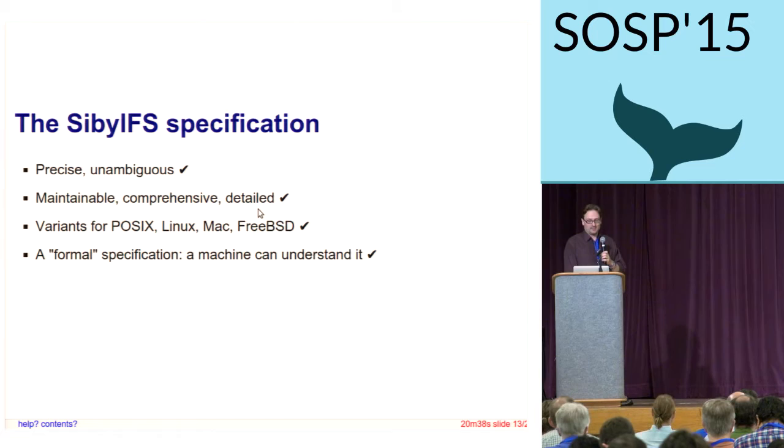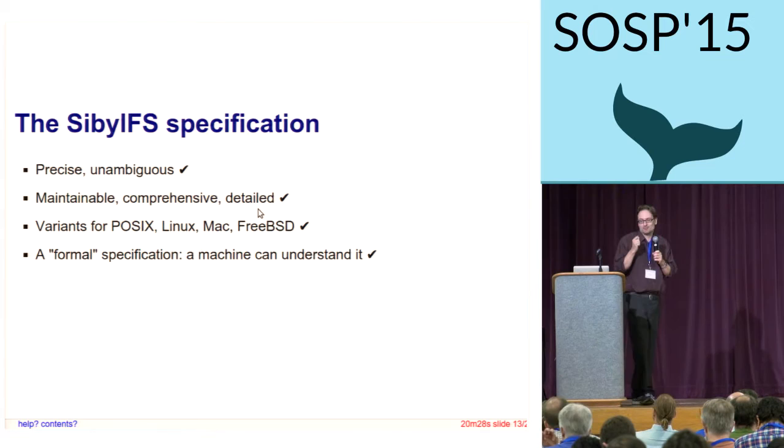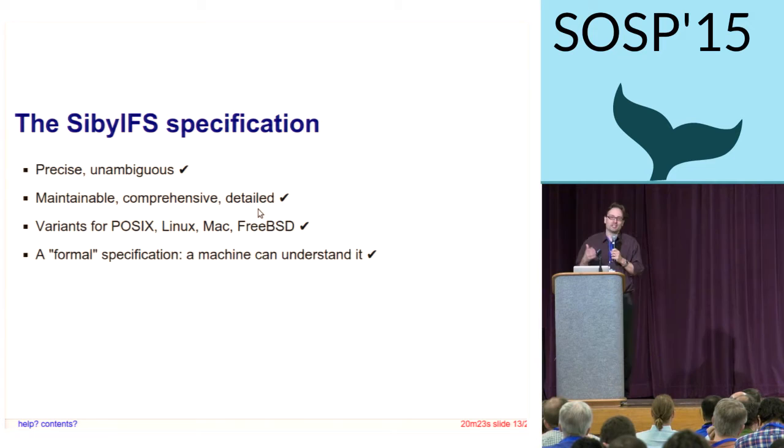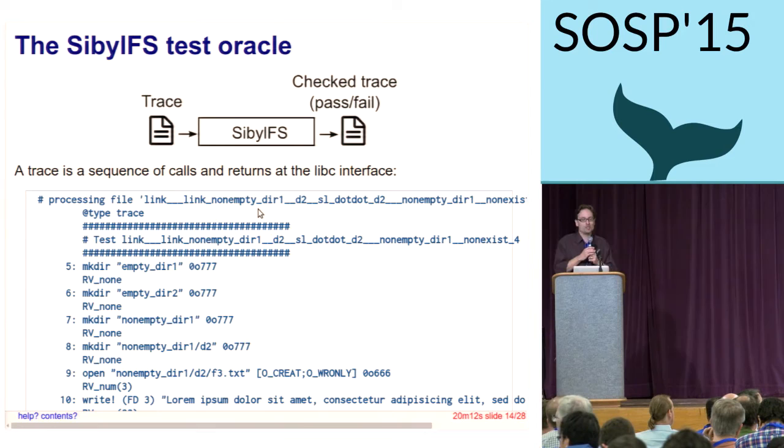It's written in logic, in a theorem prover, and this means that a machine can understand it. So why is that important? As soon as you've got a machine in play, you can start to do lots of fancy things. One of the things we've done is to prove properties about the specification. That's really interesting if you're a formal methods guy like me. But another thing that we did, which is probably more interesting to this audience, is we constructed a test oracle from the specification.